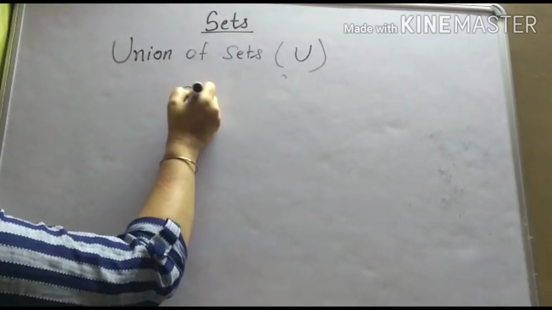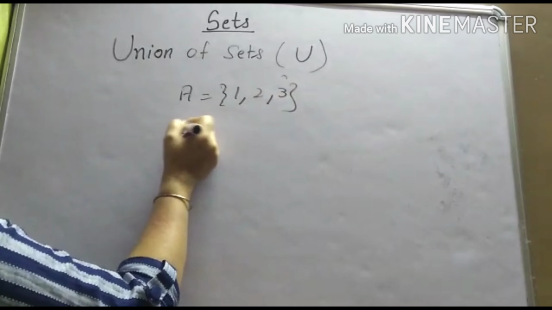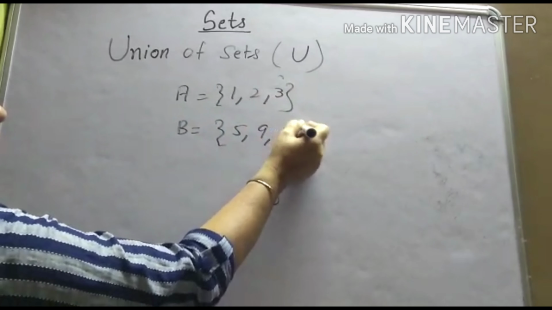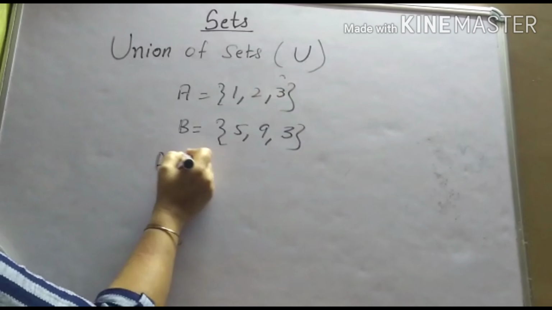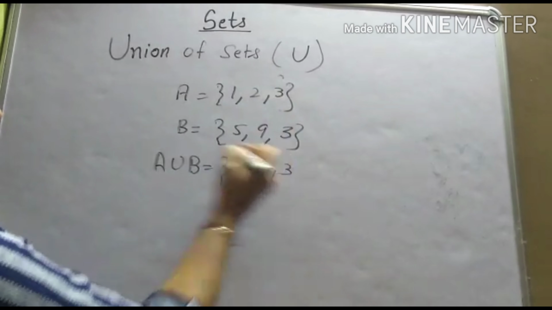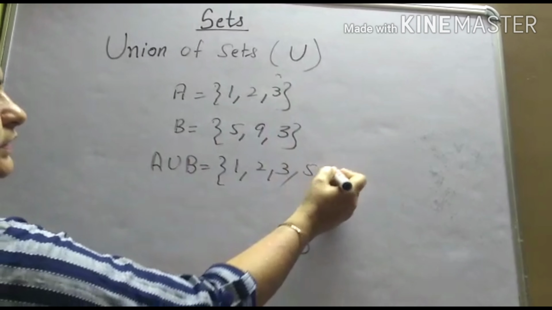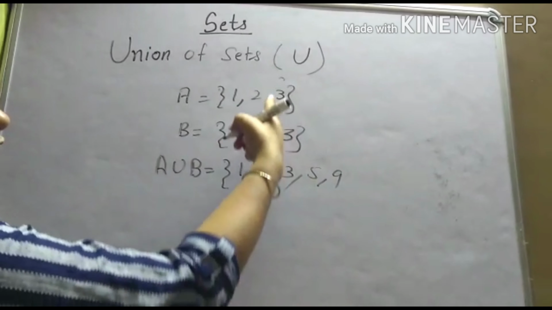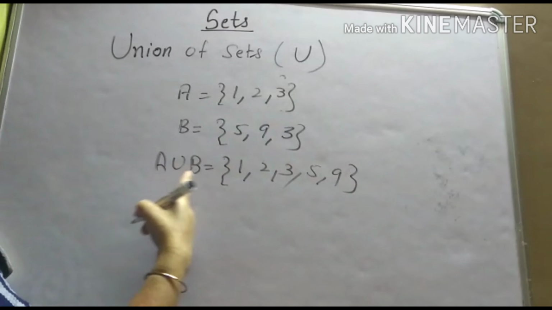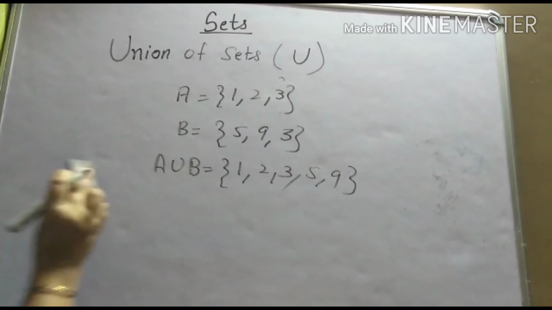If we have set A is 1, 2, 3 and set B is 5, 9, 3, then what is A union B? At first write the elements of A, then write all the elements of B, 5, 9, but 3 is also in A, so no need to write it again. So A union B is 1, 2, 3, 5, 9.